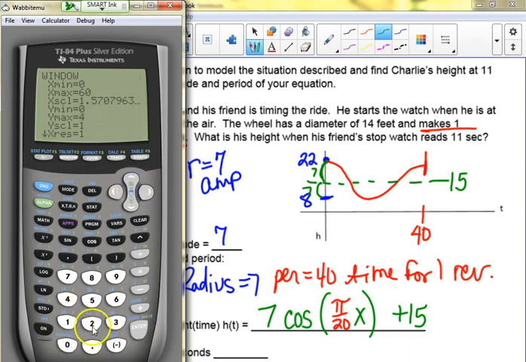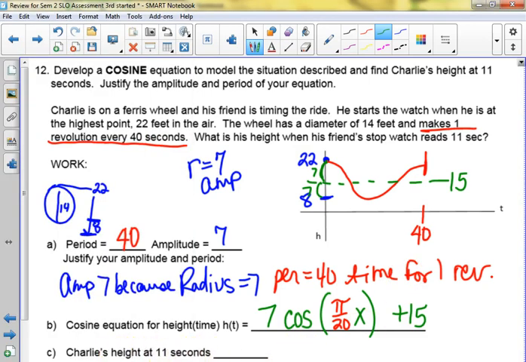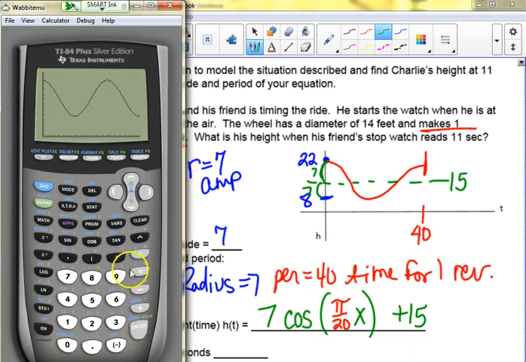0 to 25, would it be beautiful? Okay, I should see this shape. I went out past 40, so it started another cycle. The question is, where is his height at 11? So if I've graphed it, I can just do trace 11. Okay, I got 13.9. Got to be in radians.